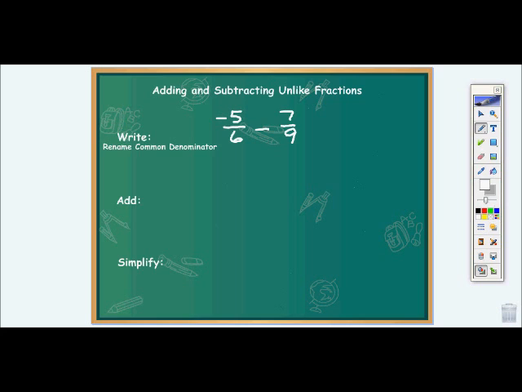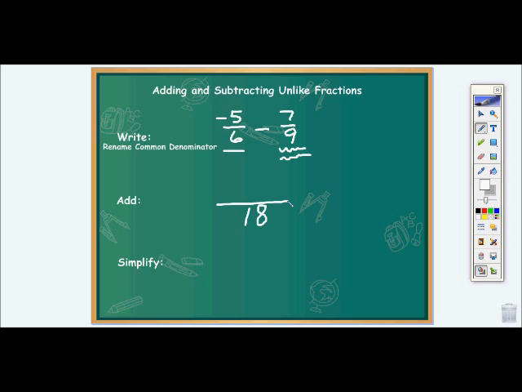Our next one is going to be -5/6 minus 7/9. Now this time we're going to go to our larger denominator, and that's 9. We're going to go to the smaller one, 6. Can 6 go into 9 evenly? No, it cannot. So we're going to come back to our larger one, and we're going to do 9 times 2. 9 times 2 is 18. Can 6 go into 18? Yes, it can. So as soon as you decide what the common denominator is, we're going to change that common denominator to 18.